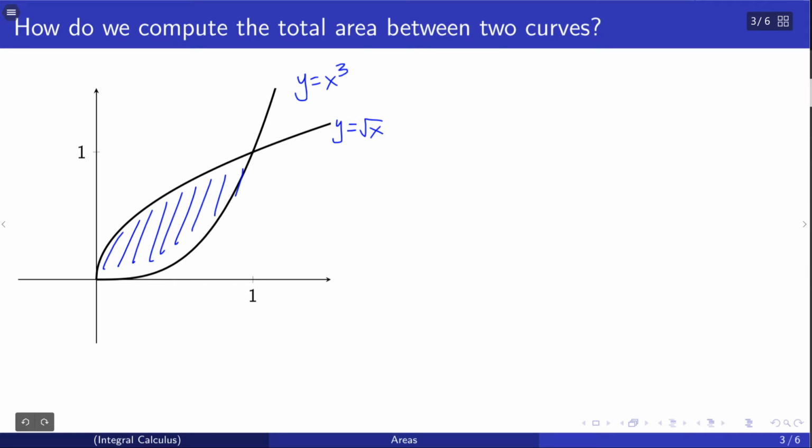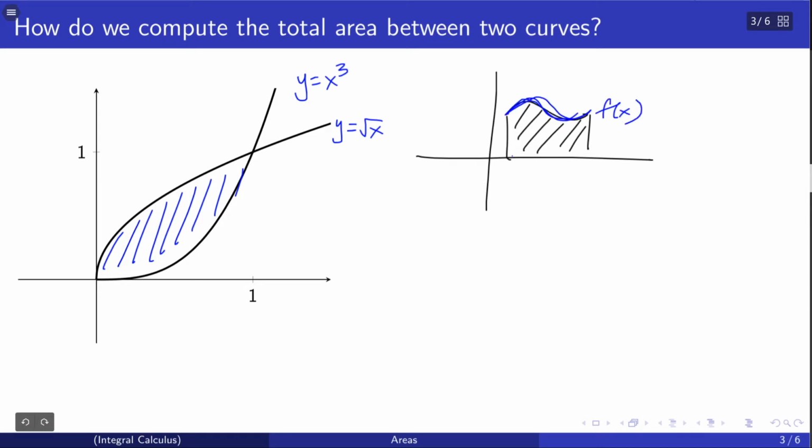And it's not really that difficult, actually, if you try thinking about extending what we do for the area under a single curve and between the x-axis, right? Because this is pretty much the same thing. This is, say, the curve of f of x, and below you have the curve y equals 0, right? So it's kind of like you have two curves here.